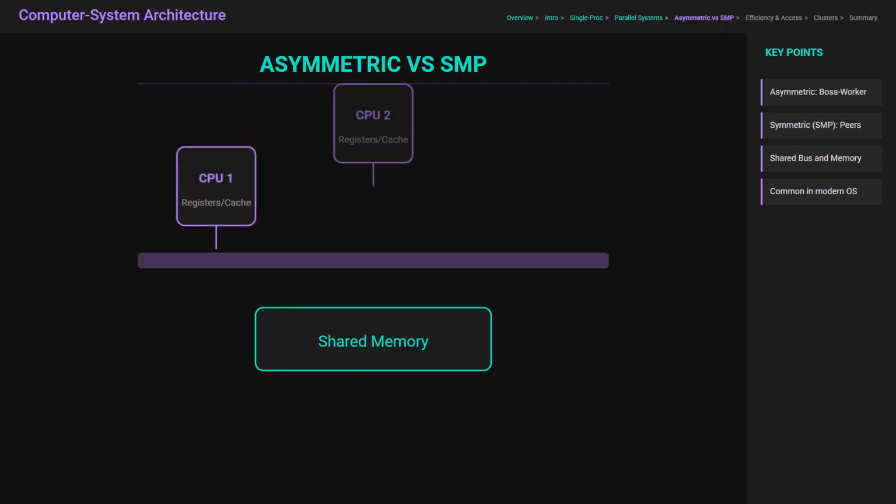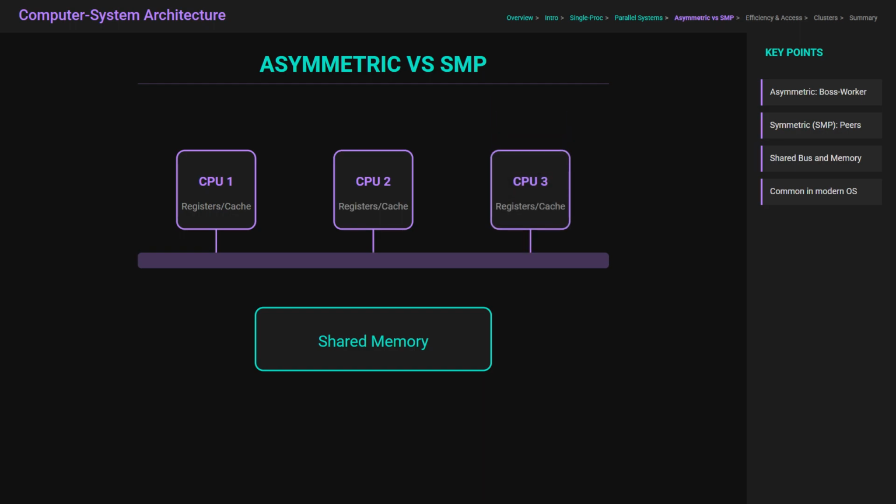The first is asymmetric multiprocessing, which follows a boss-worker relationship where one processor schedules and allocates work to the others. The second and more common model is symmetric multiprocessing, or SMP. In SMP, each processor is a peer and performs all tasks within the operating system. While this allows many processes to run simultaneously, the operating system must be carefully designed to ensure processors do not conflict when accessing shared memory.